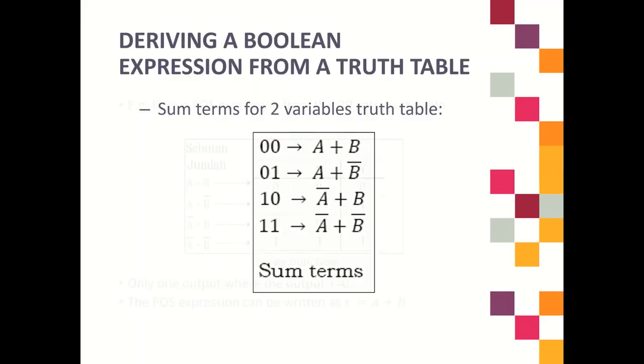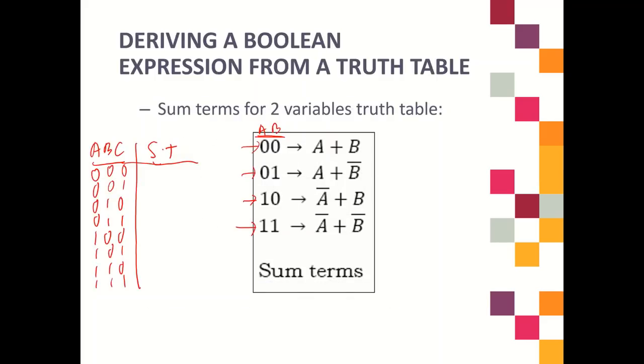Okay, so sum term, you need to perform OR operation for the variable. For the first one, you don't have to complement because all are 0. In this case, for sum terms, you need to complement if the variable is equal to 1. So you kena complementkan pada variable yang sama dengan 1. Kalau SOP, product term, you kena complementkan variable yang mana value dia sama dengan 0. Okay, so tu beza ni lah.